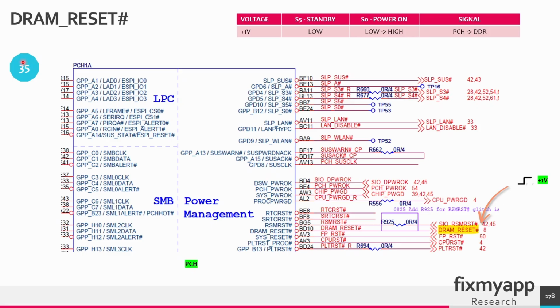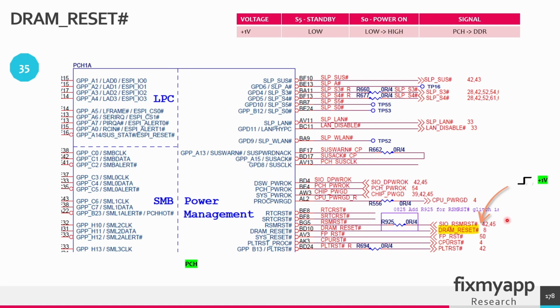In power sequence 35 we have to create a DRAM reset active low signal. The DRAM reset active low signal is a voltage of 1 volt and will be created in the power on state. In the standby state this reset signal is low, and in the power on state it will go high because we want to get out of the RAM reset state. This signal is created by the PCH and it will go to the DDR RAM modules. So this is the PCH and the signal will come from the PCH and it will go to all the RAM modules.